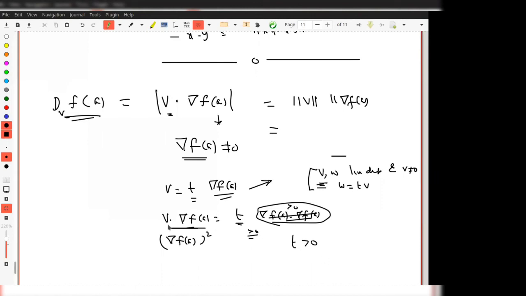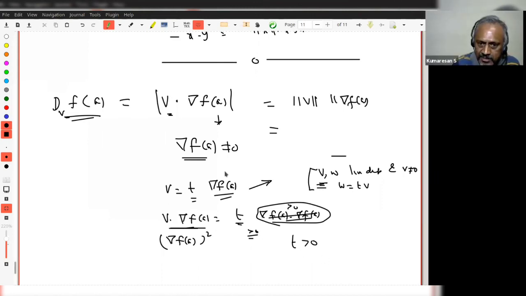If v is in the negative direction, this is my gradient, and suppose my v is this way. This is my v, therefore a negative multiple of the gradient. This is my gradient. Then what does it say? This is negative. That means it is going to decrease fastest. So this is the reason.